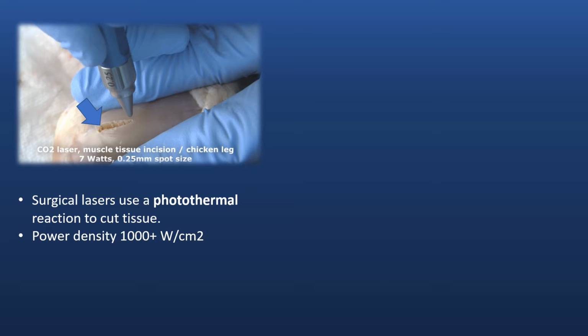On this slide and in the next few slides, we will draw a contrast between surgical lasers, which cut or ablate tissue, and therapeutic lasers. In the picture, you see a carbon dioxide surgical laser which is cutting chicken tissue. Surgical lasers use a photothermal reaction to cut tissue and have power densities of 1,000 watts per square centimeter or more. The power density is a measure of the concentration of the laser light. Surgical lasers use a very high power density in order to cut the tissues.